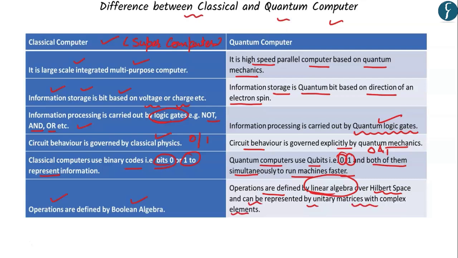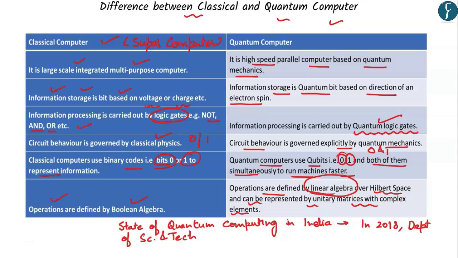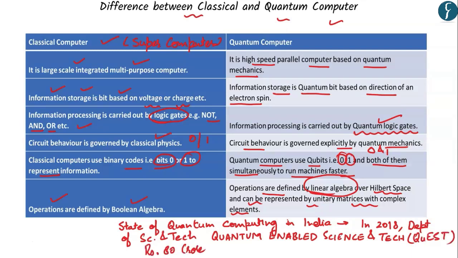The author also goes on to mention the state of quantum computing in India. Currently, there are no quantum computers in India. However, in 2018, the Department of Science and Technology unveiled a program called Quantum Enabled Science and Technology, or QuEST, and committed to investing rupees 80 crore over the next 3 years to accelerate research.